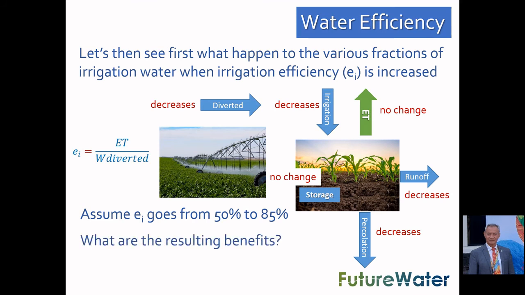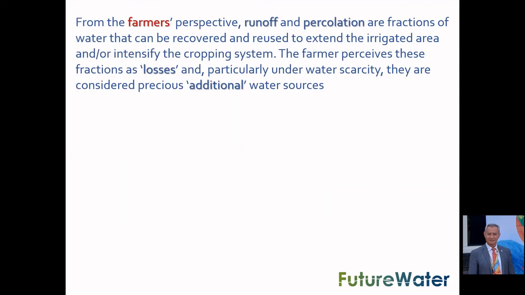Now, what does this reduction in those fractions mean in terms of benefit, and also who is really benefiting? Let's put ourselves in the shoes of a farmer. From the farmer's perspective, runoff and percolation are fractions of water that can be recovered and reused to extend the irrigated area and/or intensify the cropping system. Essentially, the farmers perceive this fraction as losses. They are leaving his farm, they are leaving his system. And particularly when he is under water scarcity conditions, these fractions are considered precious additional water resources. So he will tend to recover all this water and utilize it for intensification or for expansion.